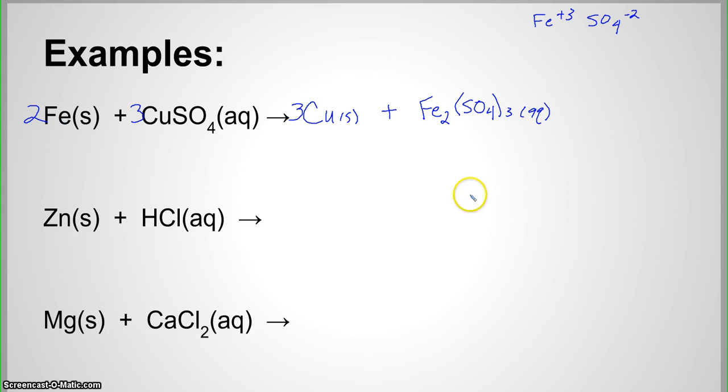All right, in the next example, we want to look at zinc reacting with HCl. Now here is where our hydrogen will come into play. So look at your activity series. Is zinc higher than hydrogen on the activity series? The answer is yes. So the zinc is going to replace the hydrogen. Now, when hydrogen gets kicked out of a compound, it becomes just plain old elemental hydrogen.